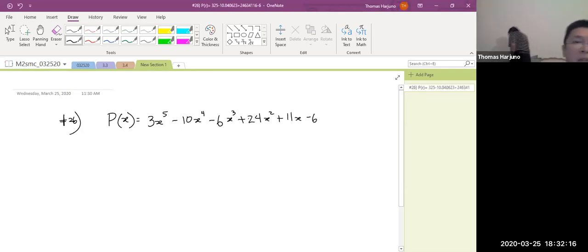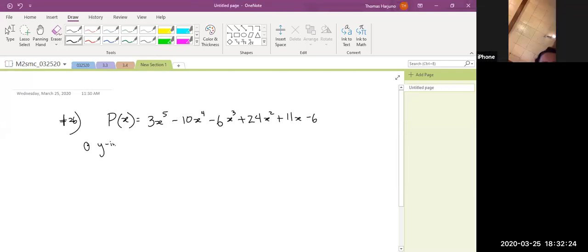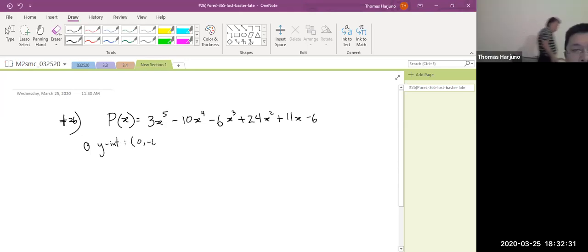Okay, now let's say we start from this polynomial. Let's find out the easiest one first. What is the y-intercept, by the way? 0, negative 6. Now, to find the x-intercepts, I need to find the zeros. To find the zeros, I need to factor them, right? Okay. Let's go back to an easier question then. How about the domain?